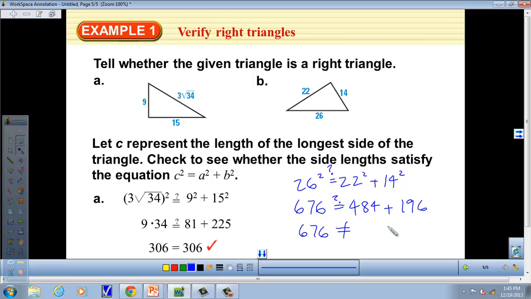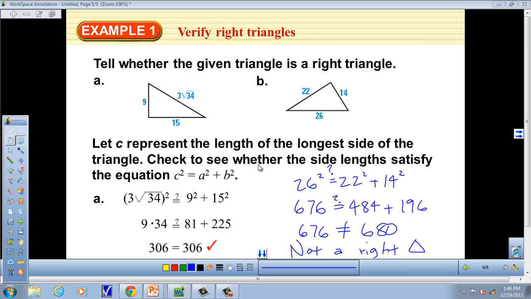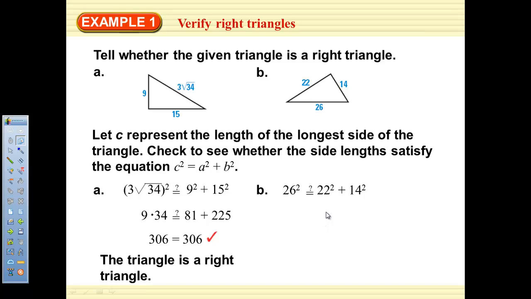And that ends up not being equal to 680 over here. So we would say not a right triangle. Okay? And that's going to be a lot of what your homework is tonight. It's just figuring out whether it's a right triangle or not.